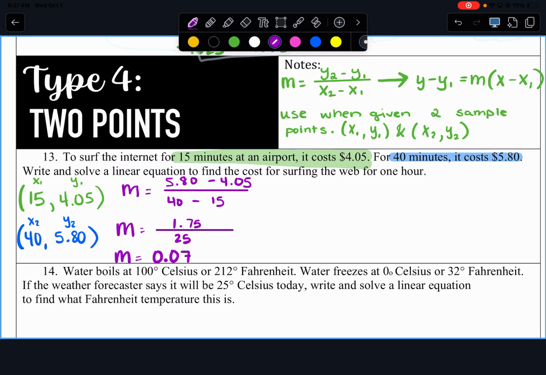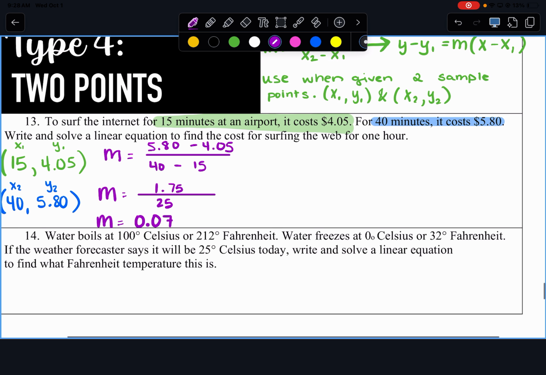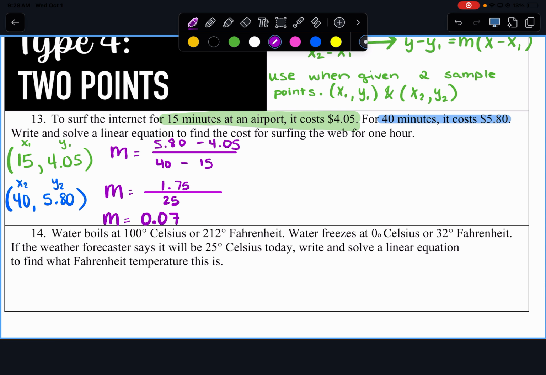For all of our word problems, decimals are good, because we're dealing with money in most of them. We want decimals when we're dealing with money. So now we set up our equation. I'm going to do y minus y1. What is y1? Is equal to our slope times x minus x1. What's x1? 15. And then I'm going to solve for y.